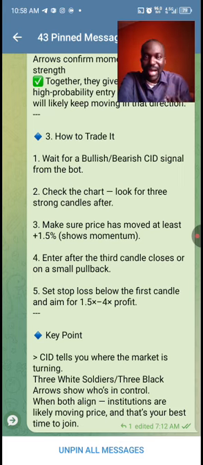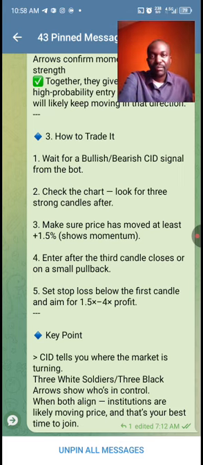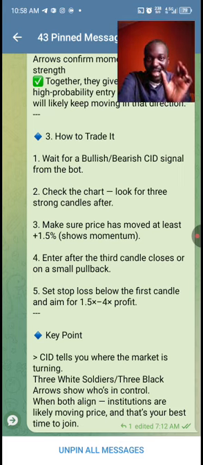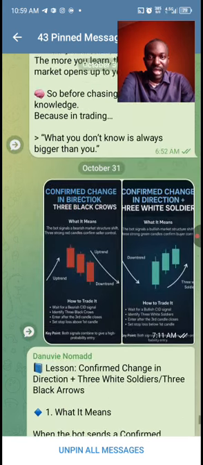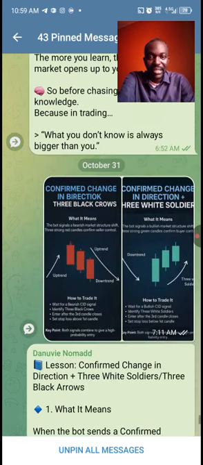Or you can decide to wait for price to pull back a bit and then you make your entry. But either way, you have to make sure that those 3 candles are present. Very, very important. And then set stop loss below the first candle. So this is the first candle. If you are going to enter after this candle closes, you can enter your entry and then place your stop loss just below the first candle.